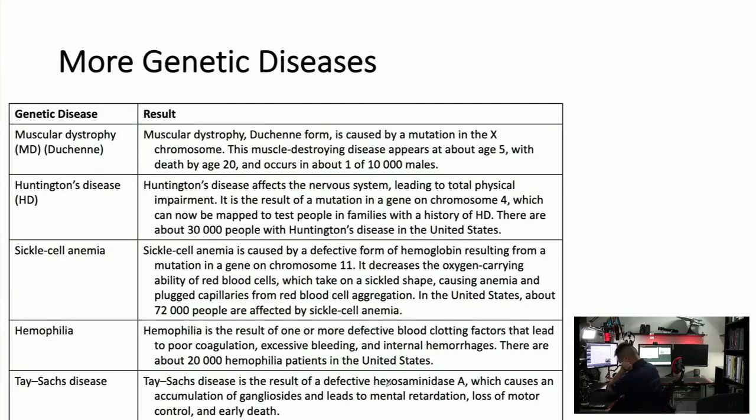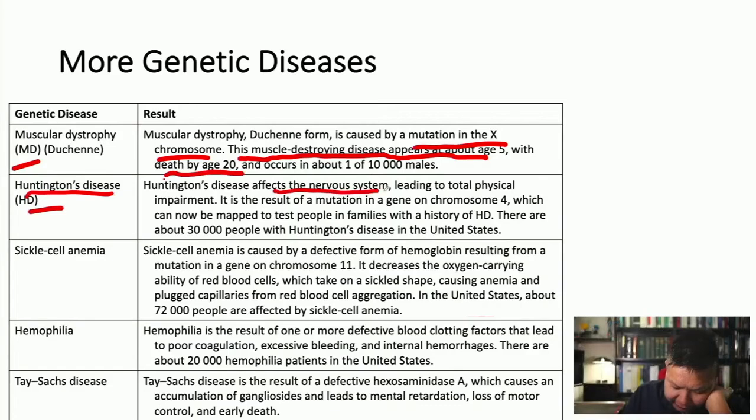Some more genetic diseases. We have muscular dystrophy, also known as MD, right? This happens when you have a mutation in the X chromosome. This muscle-destroying disease appears at about age 5, with death by age 20. There's Huntington's disease. It affects the nervous system, leading to total physical impairment, right? This is a result of a mutation in a gene on chromosome 4, right?